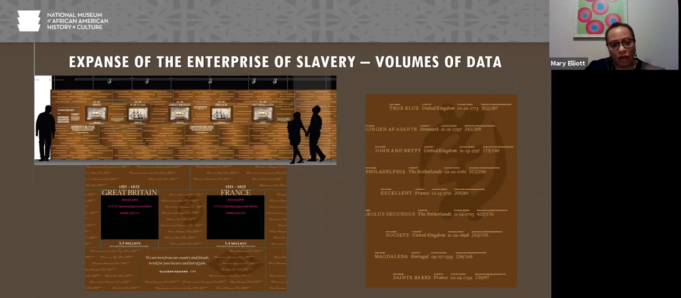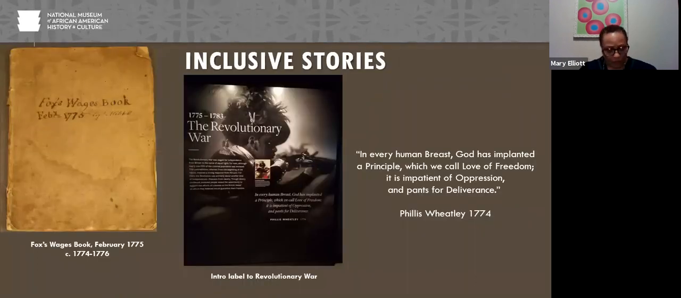Oftentimes people go up to the wall and they look for their own countries. They look at the names of the ship, like the Africa packet, the Excellent, and then they look at the mortality rates. 425 boarded, 176 survived. When we talk about telling the humanity of this story, looking at the human cost, we don't just look at people of African descent, but we foreground people of African descent, but everyone has a story.